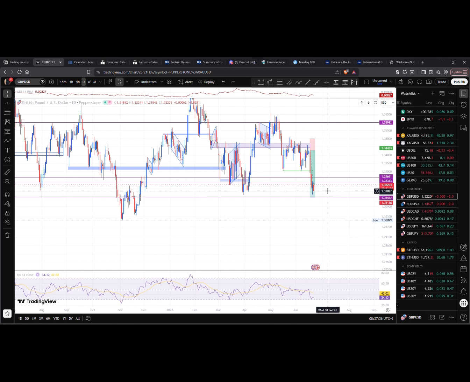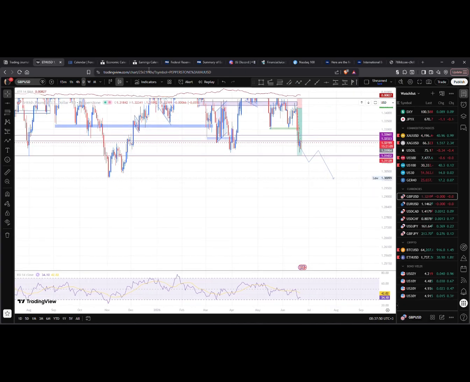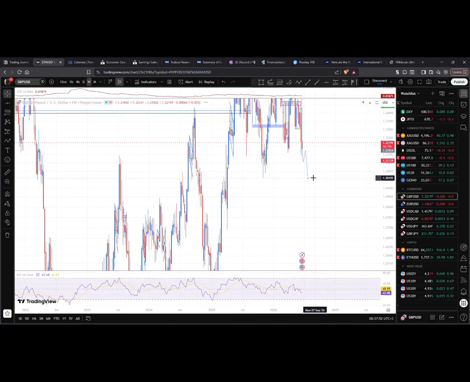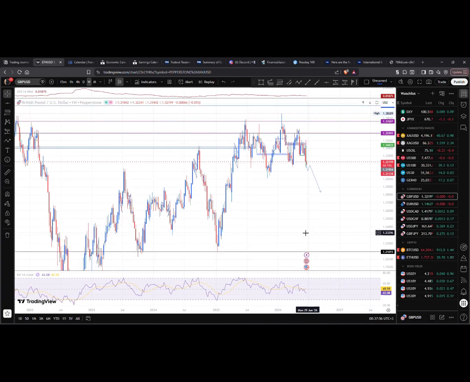So right now, I don't have a position running on GU. I'm waiting to see if it breaks below this level. If we could see it break below, maybe do a retest, then maybe I will be looking for entries. And I believe on the higher time frame, you could see it push down to around 1.2s or even lower. So yeah, for me right now with currencies, it's a wait and see.